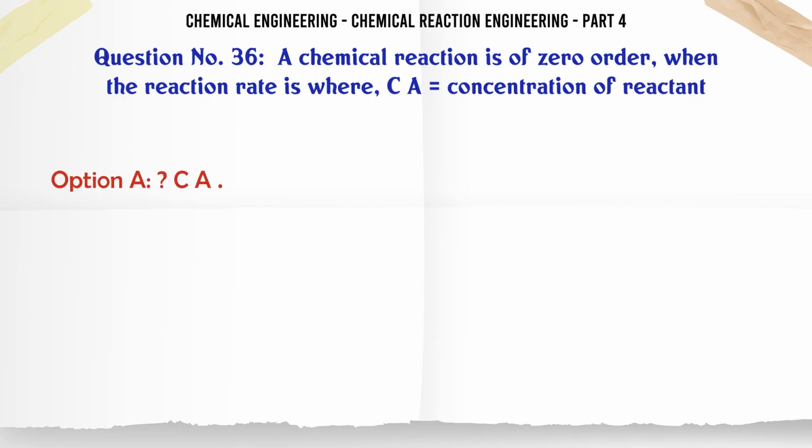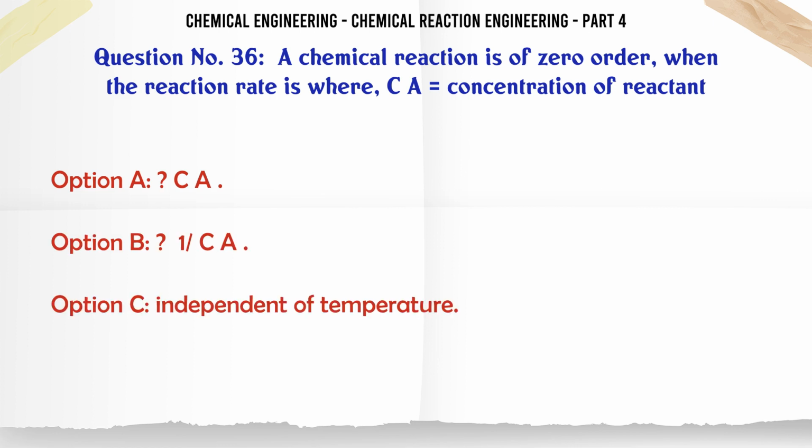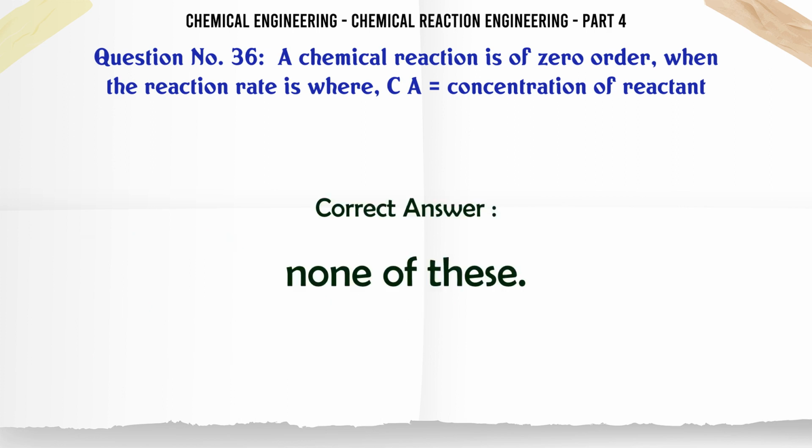A chemical reaction is of zero order when the reaction rate is, where Ca is the concentration of reactant: A. Ca, B. 1/Ca, C. independent of temperature, D. None of these. The correct answer is none of these.